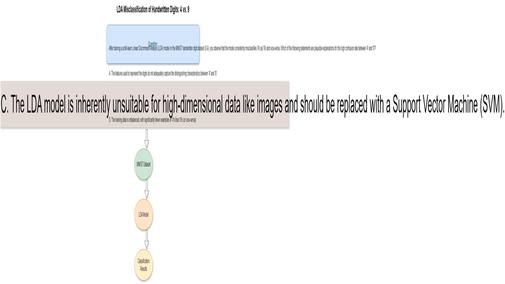This suggests that LDA is simply a bad choice for image data, and a support vector machine, SVM, would be better. However, I don't think that's the main problem here. LDA can work with image data. The issue likely lies in the way the data is presented or the features used, not the LDA algorithm itself.